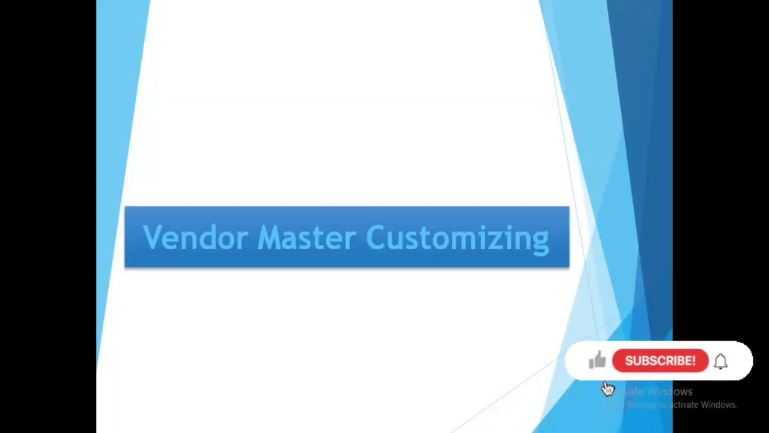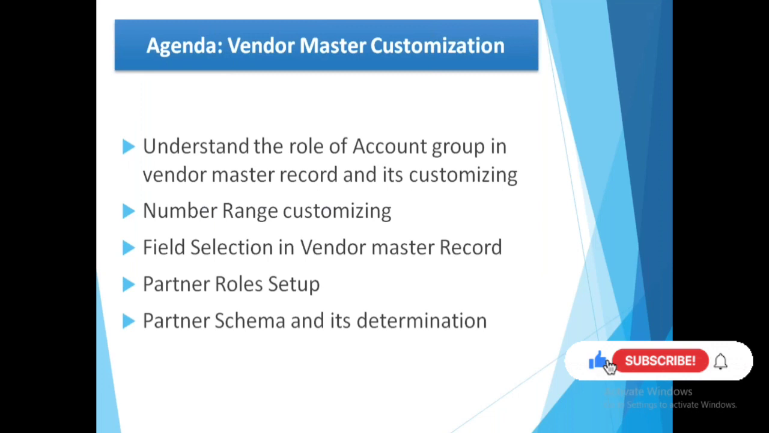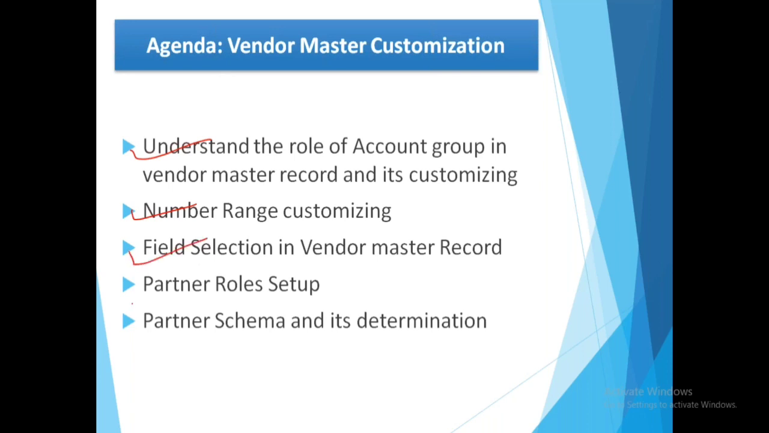Topic, that is vendor master customizing. The topics that we are going to cover in vendor master customization are: understand the role of account group in vendor master record and its customizing, number range customizing, field selection in vendor master record, partner role setup, and partner schema and its determination. So these are the topics we will be covering in the vendor master customization.